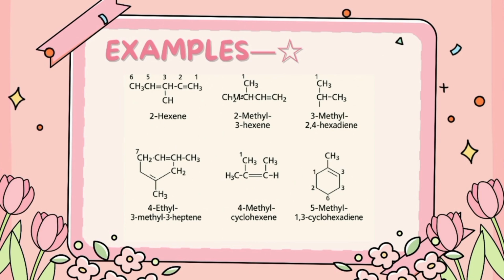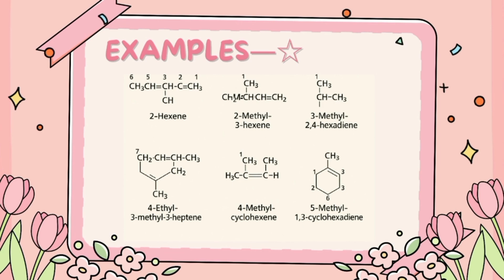Number 1, we have 2-hexene. We have the 6 carbon chain, double bond at carbon 2, and no branches. Number 2 example, we have 2-methyl-3-hexene. Have the 6 carbon chain, double bond at carbon 3, methyl group on carbon 2. Example 3, 3-methyl-2,4-hexadiene. We have the 6 carbon chain, 2 double bonds at carbons 2 and 4, and a methyl group on carbon 3.